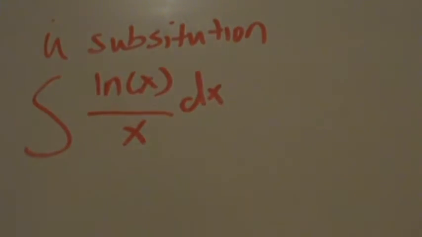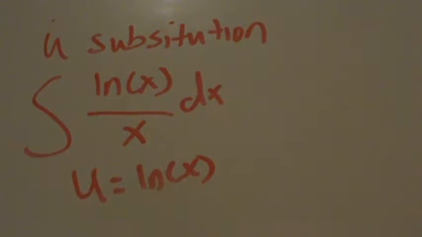So if we have the integral of ln of x over x dx, and we wanted to figure out how can we rewrite this thing, because there's no direct way to integrate this. So basically what we do with U substitution, we rewrite the integral and convert it in terms of the new variable u. So we write a new function. We say that u is equal to ln of x.